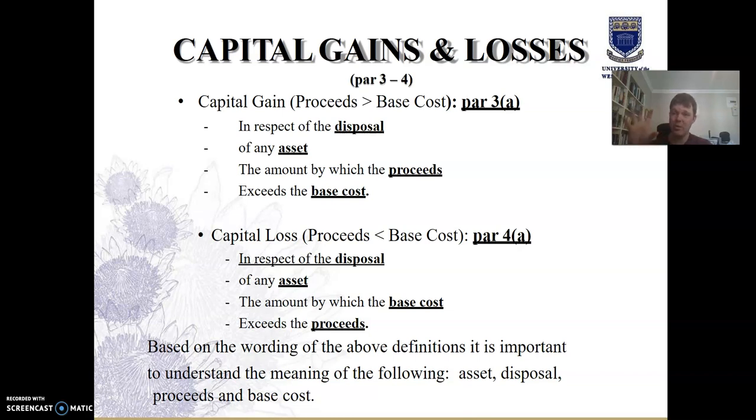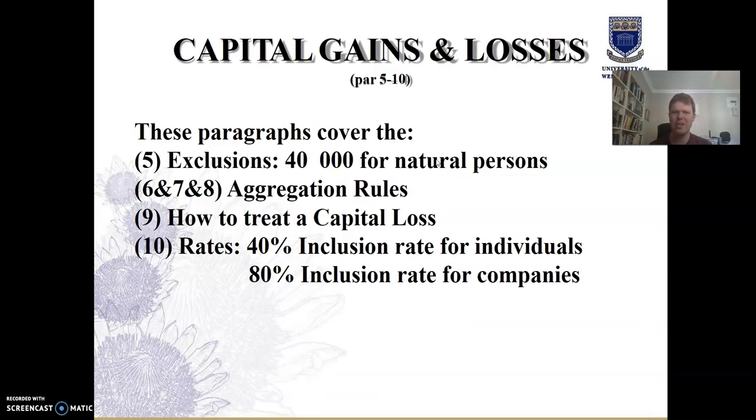We've done assets, so we know what type of assets are subject to CGT. We're going to look at proceeds and base cost in more detail later, but we know the basics, which means the next thing we need to look at is, I'm actually going to get to it in 2 slides, but what is a disposal? Okay.